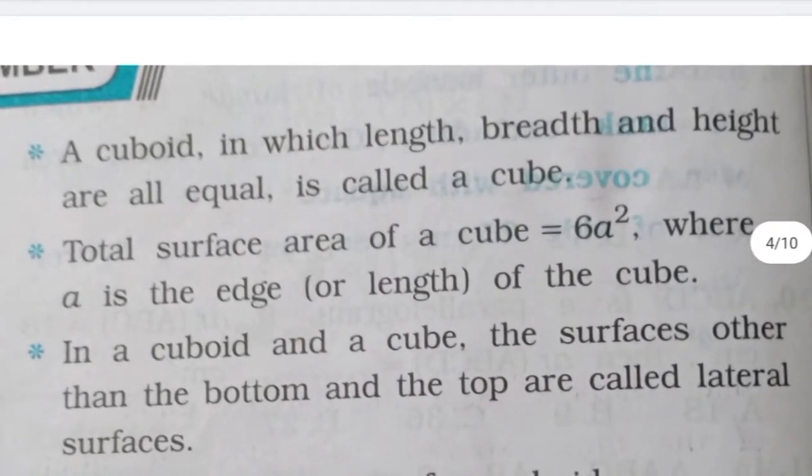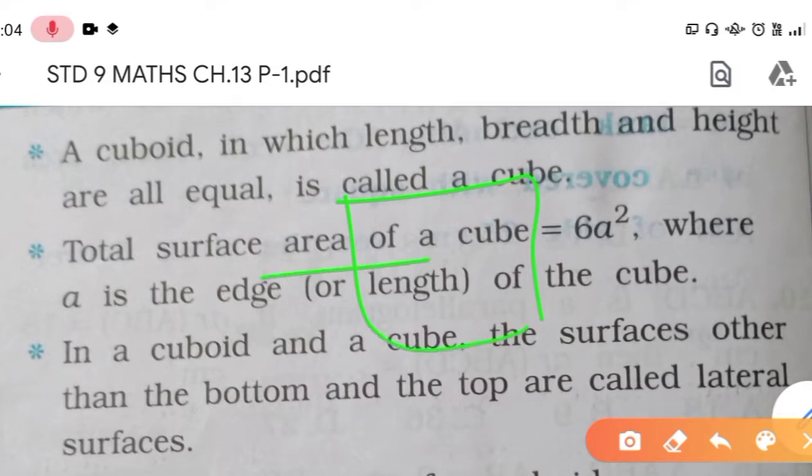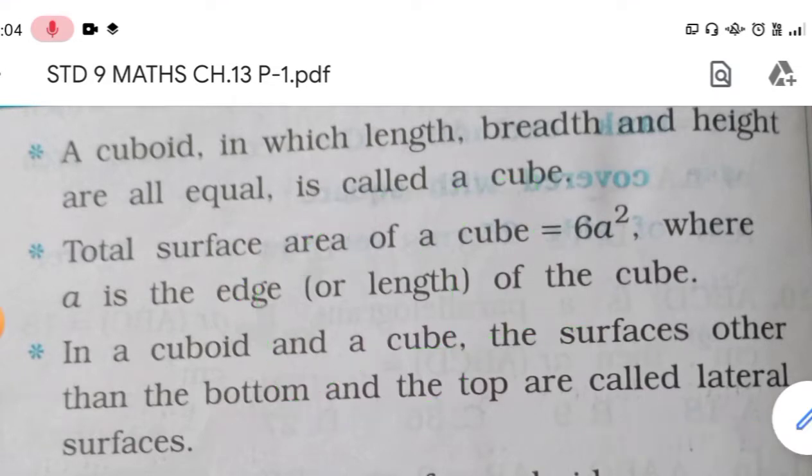Now the next is a cuboid in which length, breadth and height all are equal, then it is called a cube. As we all know, the dice for playing Ludo or snake and ladder. So this type of shape, the cube, the puzzle cube that we used to play, this type of shape is called cube shape, in which all the 6 sides are squares. Now the total surface area of cube is equal to 6a square.